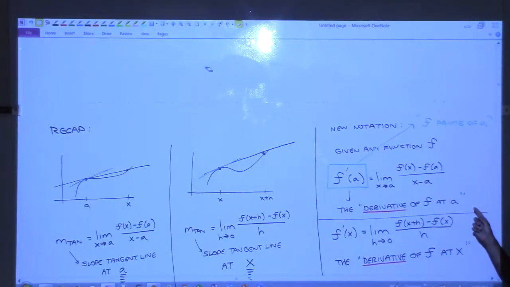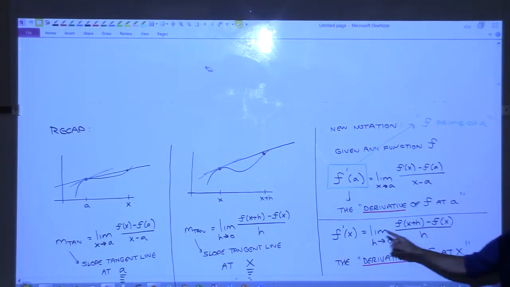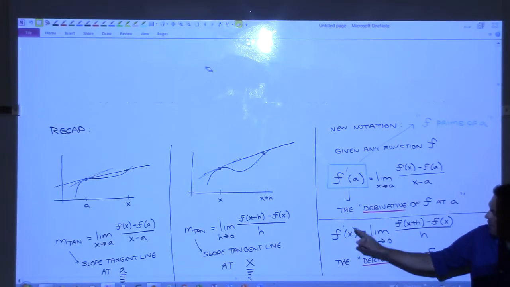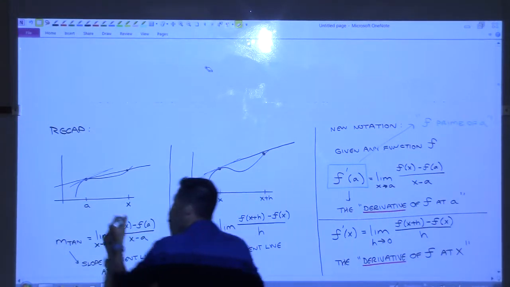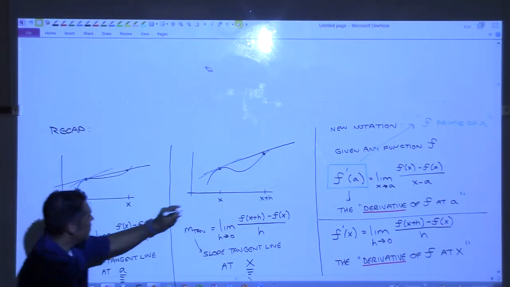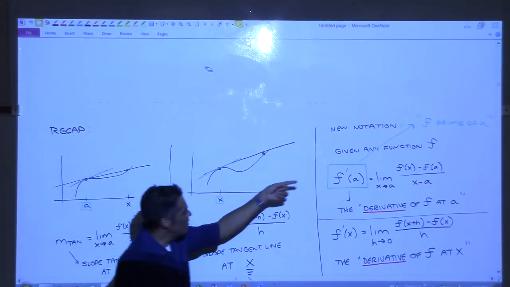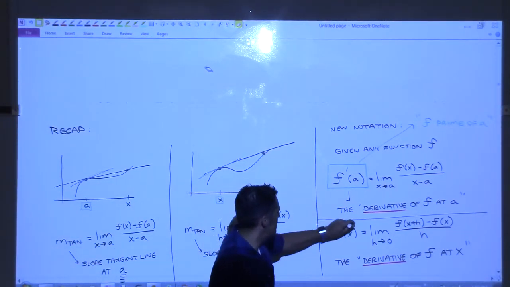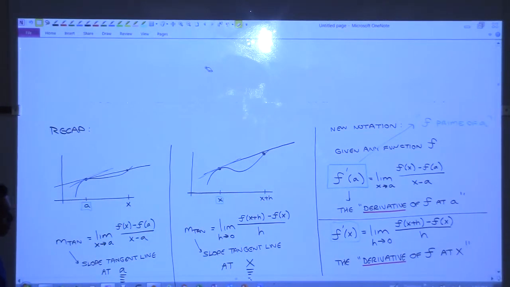All right? Now, if we change it and we want to look at this other definition here, this other limit, then our notation would be f prime of x. And that would mean the derivative of the function at x. So the main difference is that in this formula, the base point is A, right? And over here, the base point, we just call it x instead of A. So that's why they look like they're two different things, but they're actually the same value. Does that make sense? Okay.